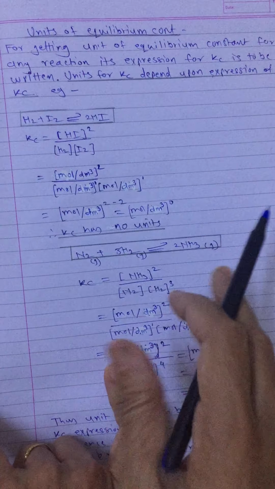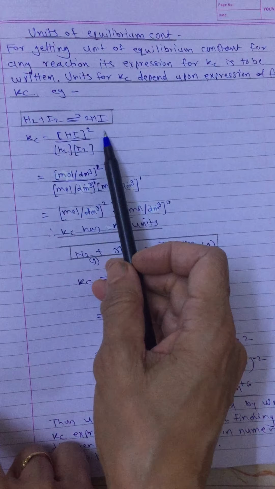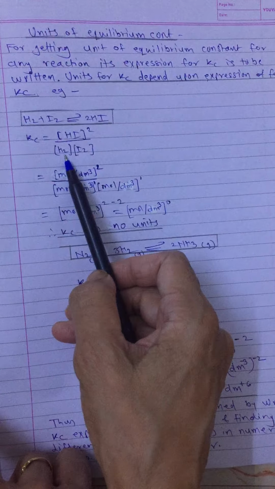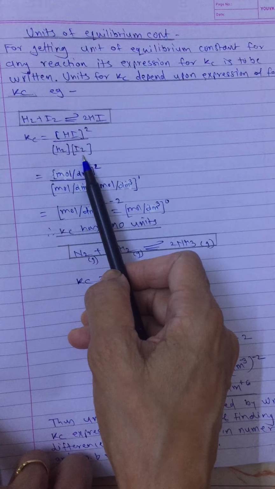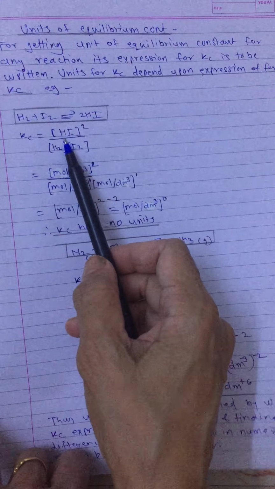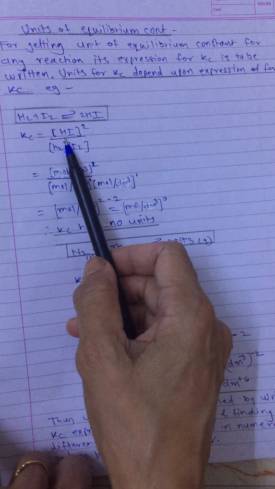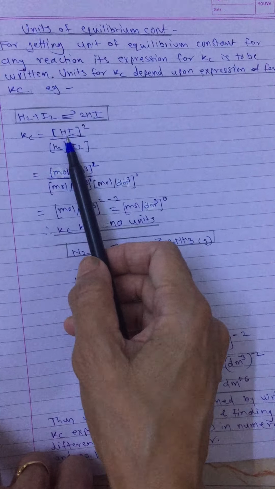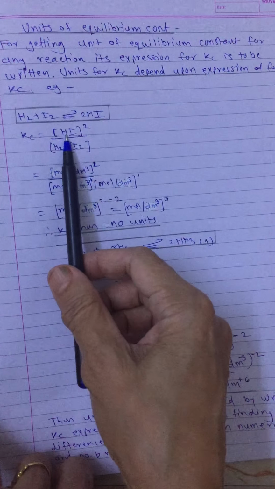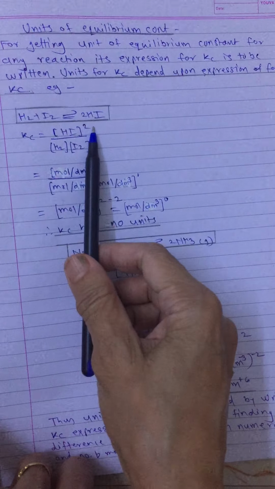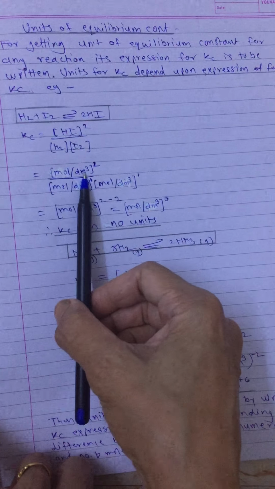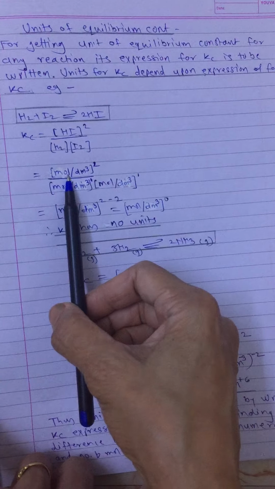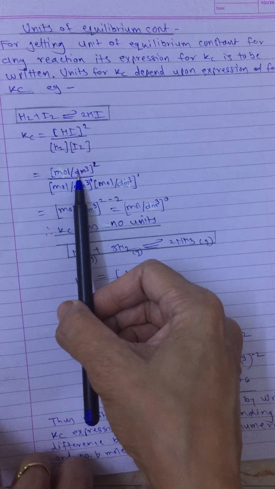For example, if you have a reaction H2 plus I2 giving 2HI, then write the Kc expression. Kc is equal to [HI] raised to 2 upon concentration of H2 into concentration of I2. Now what is the unit of concentration? Unit of concentration is moles per liter or moles per dm cube. Isn't it? Liter is nothing but dm cube. So substitute that unit. For HI raised to 2, it is mol per liter or mol per dm cube raised to 2. See, the unit is mol, it is not mole.